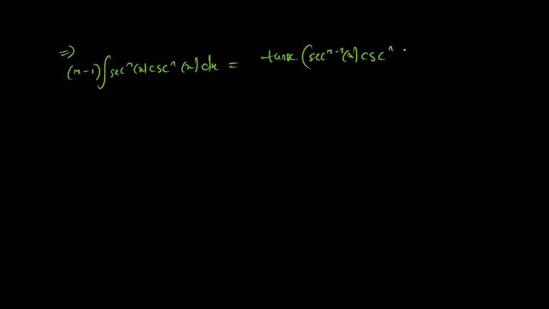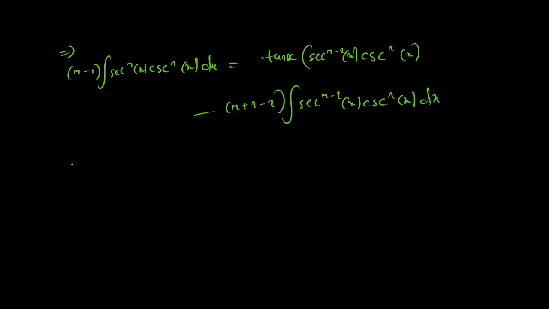So this means that m minus 1 times the integral of secant to the m of x and cosecant to the n of x dx is equal to tan of x secant to the m minus 2 of x cosecant to the n of x minus m plus n minus 2 times the integral of secant to the m minus 2 of x cosecant to the n of x. So you can see that we are onto something now, because here we have officially reduced the power from m to m minus 2.